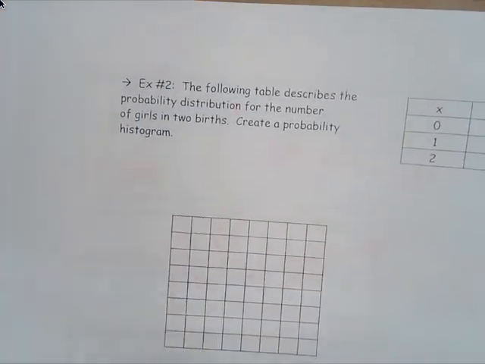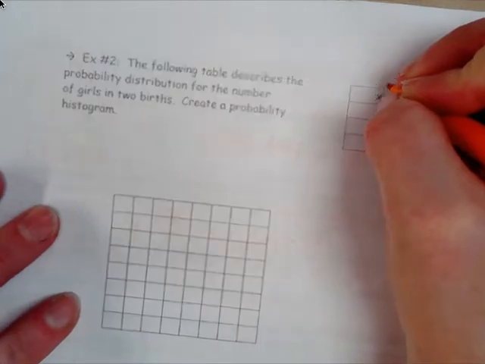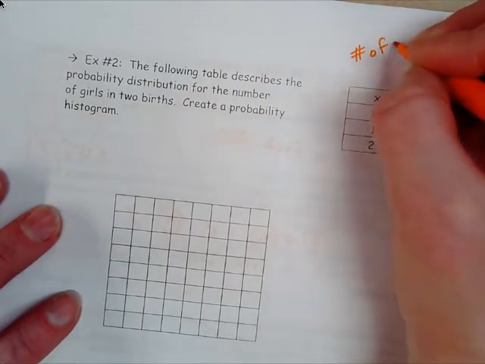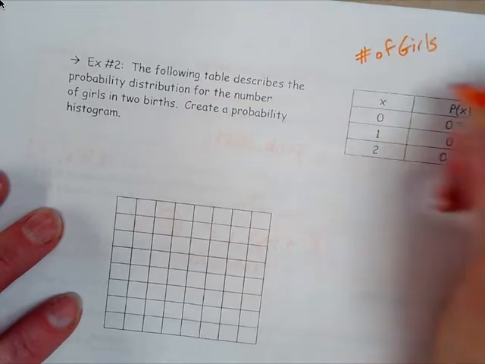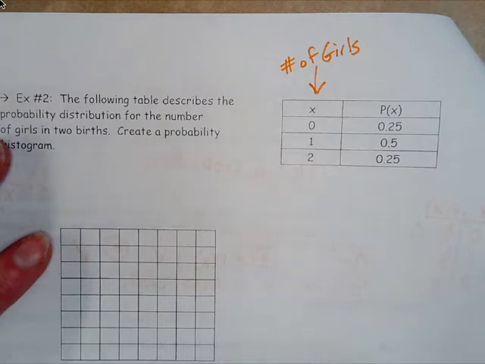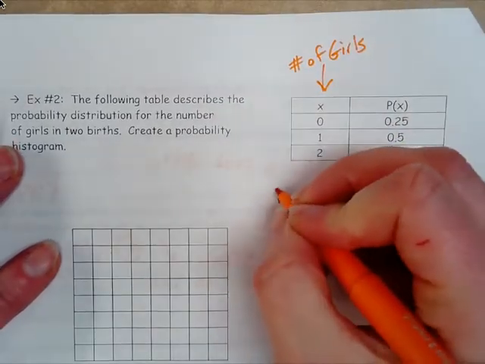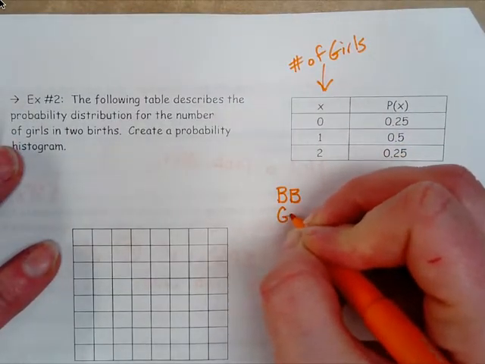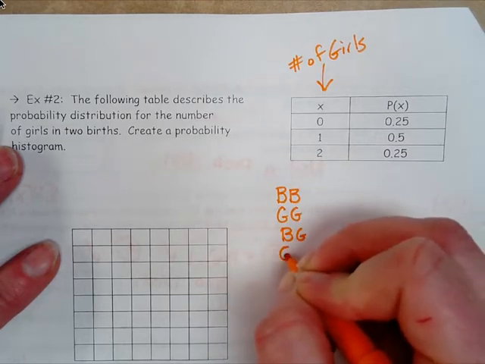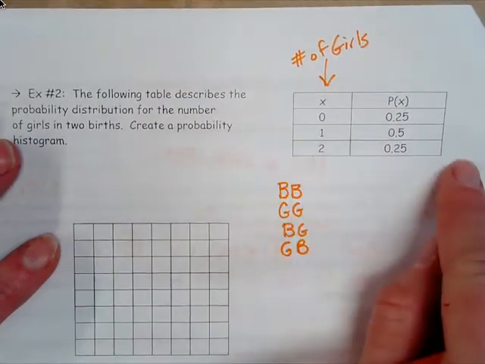Let's go to the next page. Example. The following table describes a probability distribution for the number of girls in 2 births. So X represents the number of girls in 2 births. So let's think back to what the sample space is. Boy, boy, girl, girl, boy, girl, and girl, boy. So this is where this probability distribution comes from.